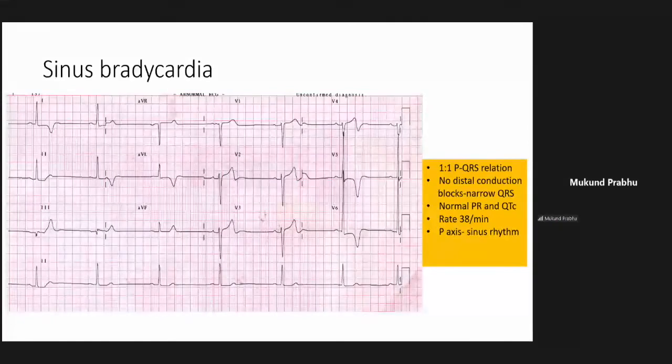Like in this example, we have a heart rate of 38, the P axis is suggestive of a sinus rhythm, and the PR interval and the rest of the intervals are normal. So it's a sinus bradycardia. And we should also mention that there is LVH and deep T inversions, which may be compatible with a hypertensive intracranial bleed, depending on the clinical scenario. Then only our analysis becomes complete.